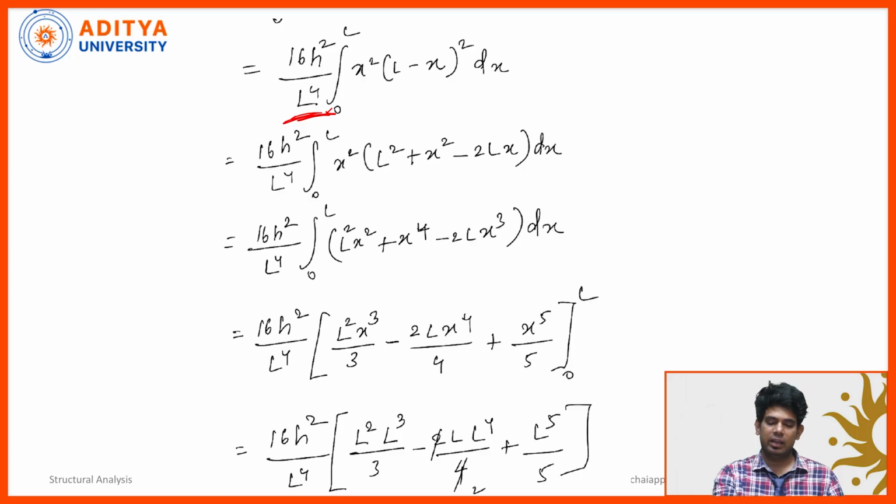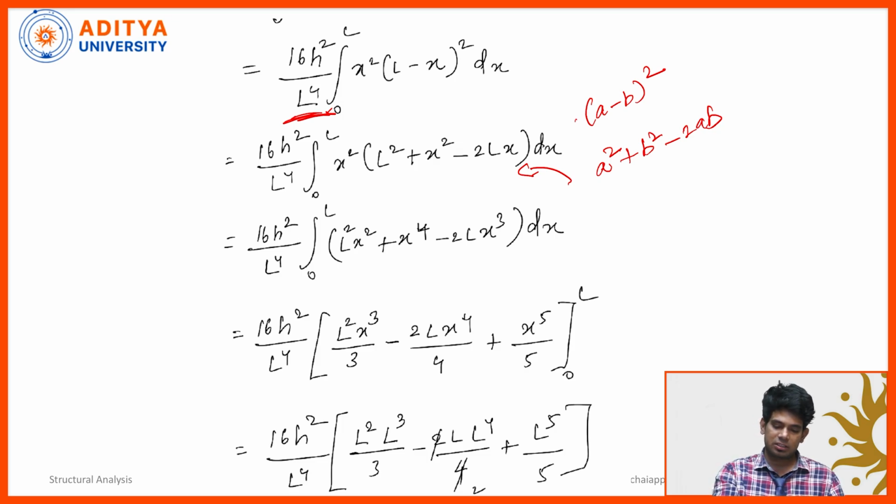This is the formula we applied here. What is that? a square plus b square minus 2ab. This is the (a minus b) the whole square formula. So we put a square plus b square minus 2 times ab. That's what we have substituted here. After that, just take this x square inside and multiply with the individual components, and we will be getting Lx square plus x power 4 minus 2Lx cube. Okay, I just multiplied inside.